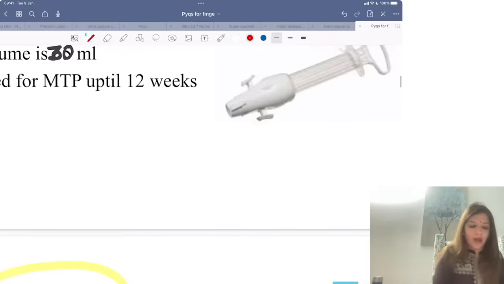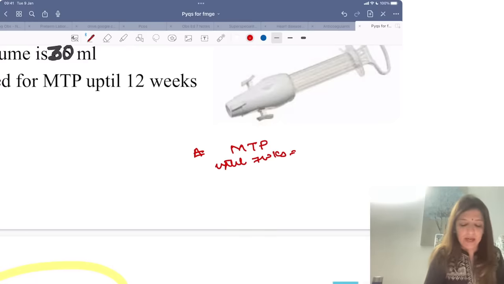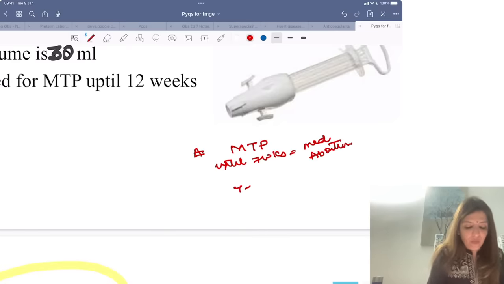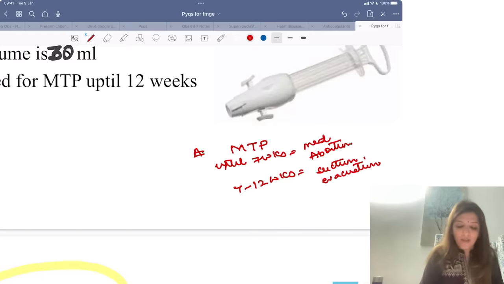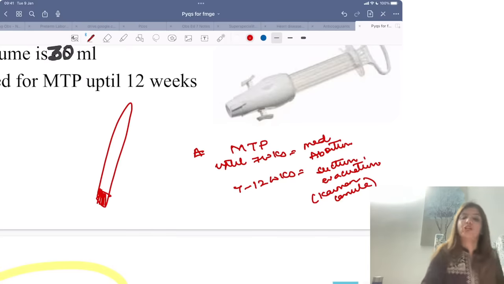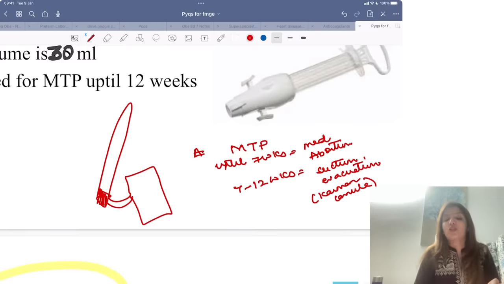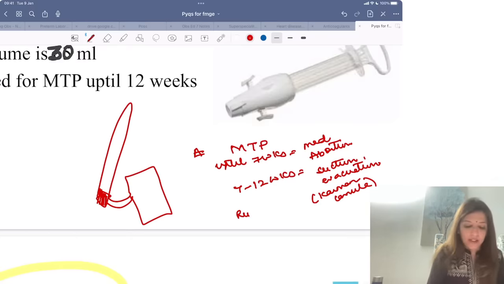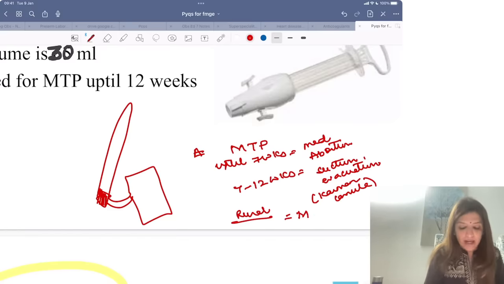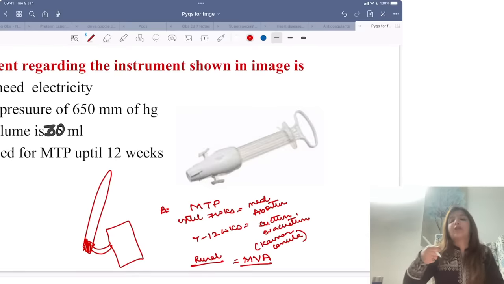Now, please remember that when you are doing MTP, up till 7 weeks, jo best method hota hai MTP ka, that is medical abortion. 7 weeks se 12 weeks ke beech mein best method is suction evacuation. And ye suction evacuation hum karte hain with the help of Karman cannula. Ek plastic cannula hota hai, Karman cannula, jis pe question aaya hai, and I'll show you just now. And this cannula is attached to a suction machine jo ki pressure generate karti hai. Suction evacuation ke liye electricity is needed, right, to run this suction machine. So rural areas mein jo alternative hota hai to suction evacuation, that is manual vacuum aspiration. Manual vacuum aspiration mein ye syringe use karte hain, and ye syringe jo hai ye pressure generate karti hai.